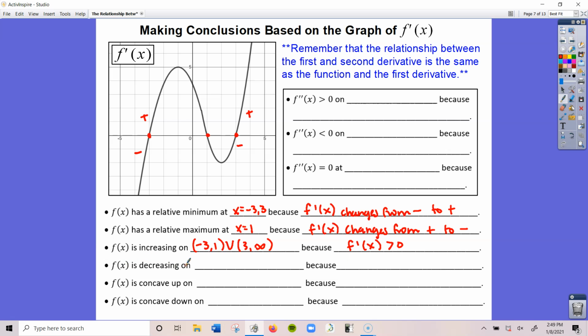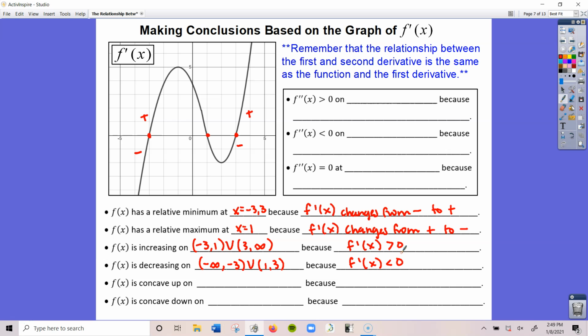And f of x is decreasing when the derivative is negative. So that's here and here. So we would say from negative infinity to negative 3, union from 1 to 3, because f prime of x is less than 0.